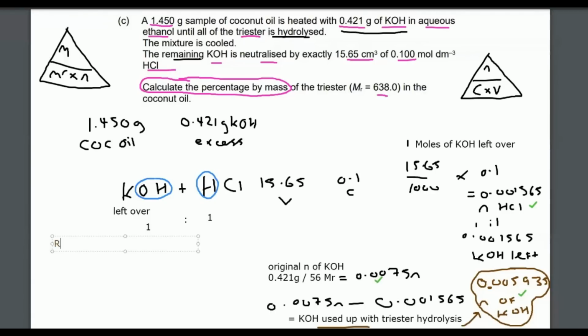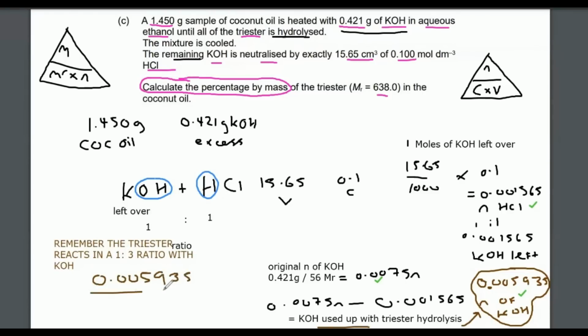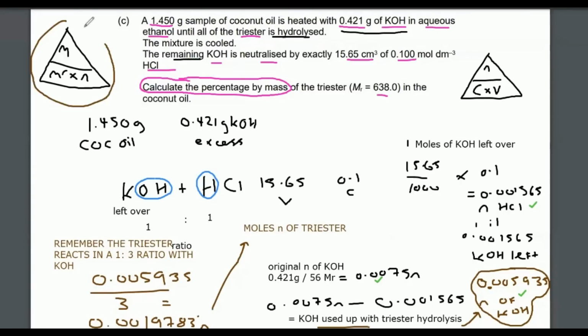Can you remember from earlier on in the question how many molecules of KOH react with one triester? Remember it's a 1:3 ratio, as in one triester molecule reacts with 3 KOH. Remember that OH is used to form the glycerol and to break that bond with each of the R groups. So we need to do 0.005935 divided by 3 to find out our moles of triester that we originally had that were completely hydrolyzed. And the answer is 0.0019783 n, or moles of triester. That is how many moles of triester we had.